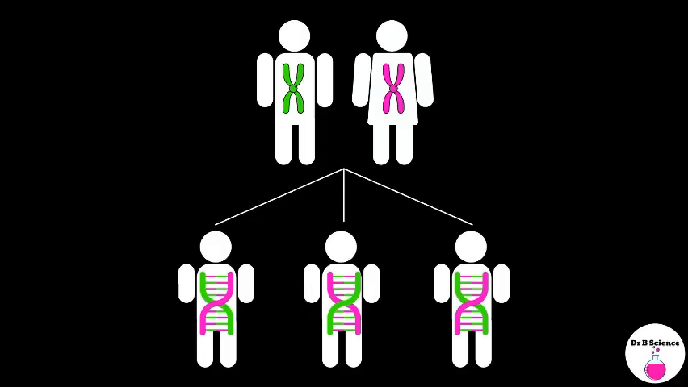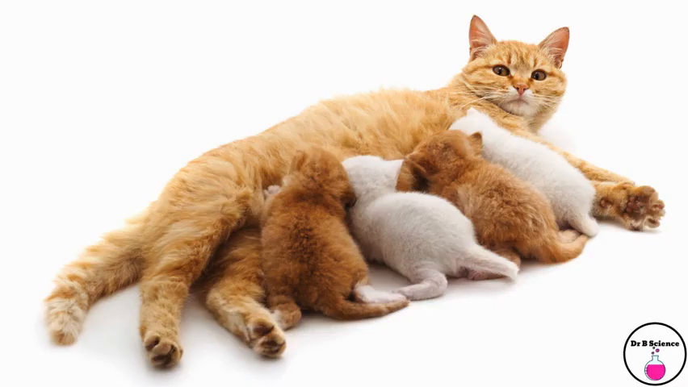This shows us that in sexual reproduction, because the offspring gets a mix of genetic information from each parent, it leads to a lot of potential variety. This is why siblings in the same family can look different from each other, even though they have the same parents.